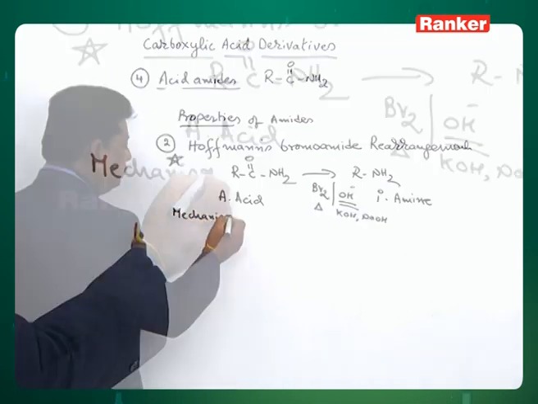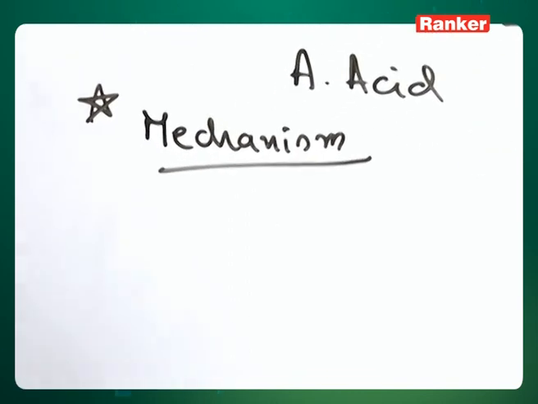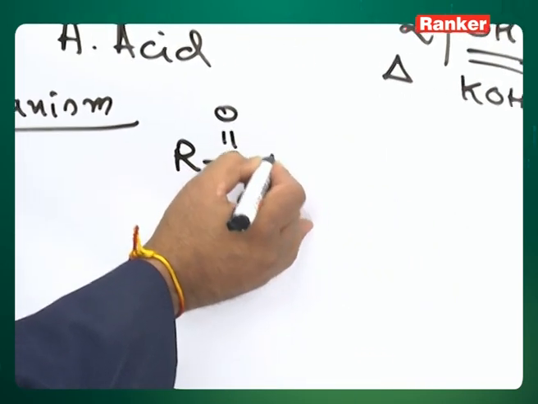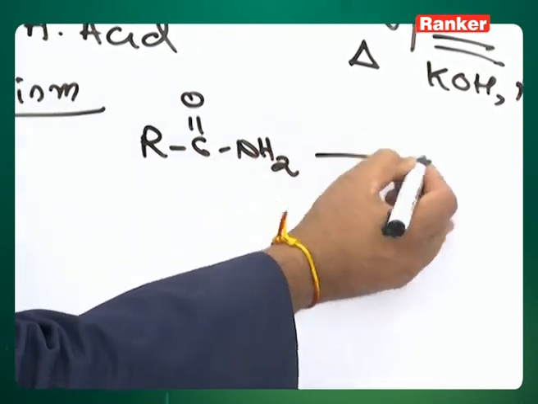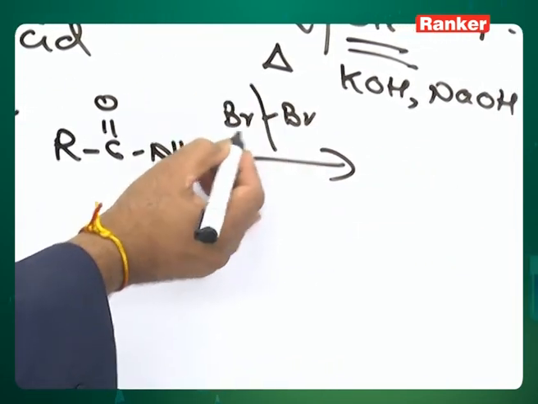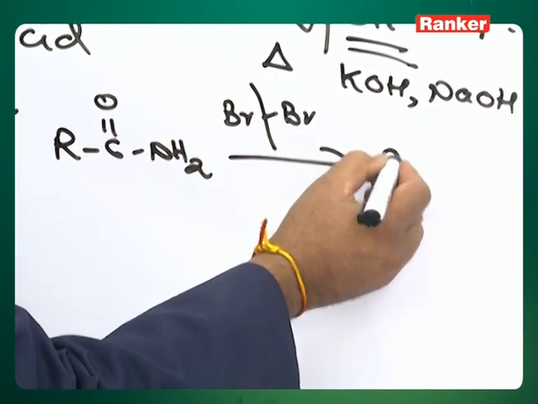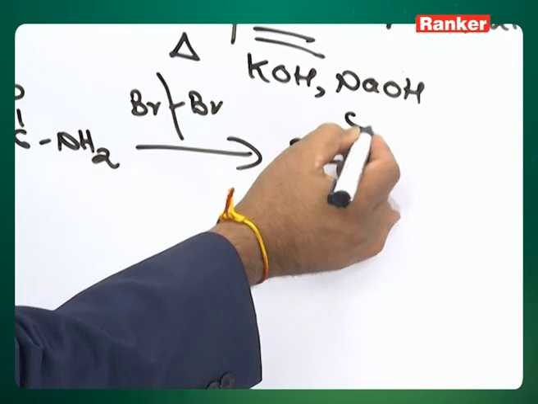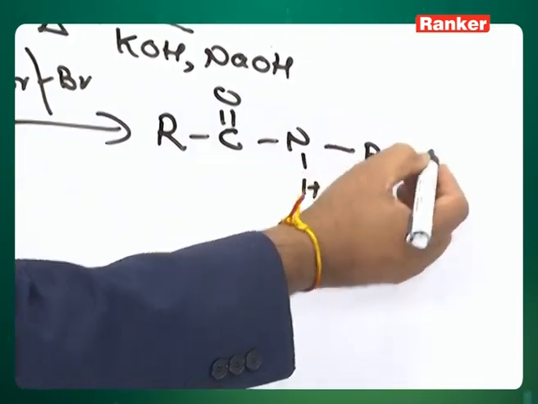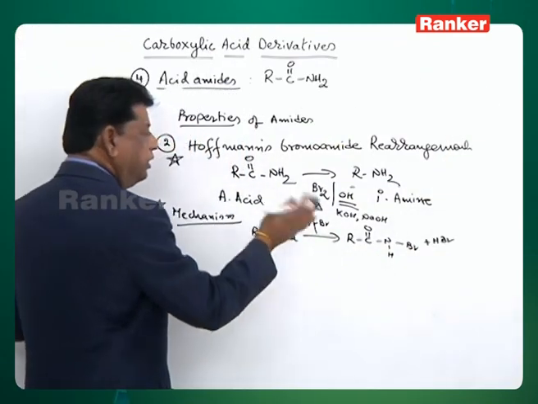Let us see. The mechanism has got a number of questions. So, first you take one common amide. This amide is going to react with the bromine first. One of the bromines will enter into the NH, and HBr will go out. So, the compound will become RCON with bromine and hydrogen, plus HBr is formed.